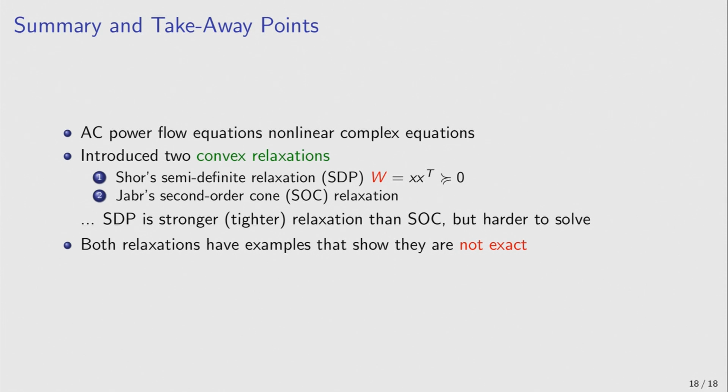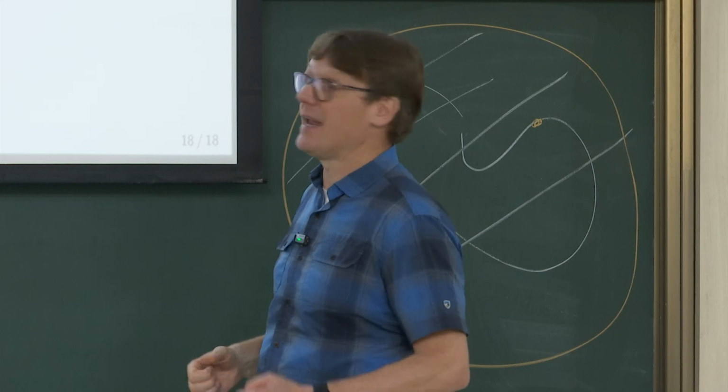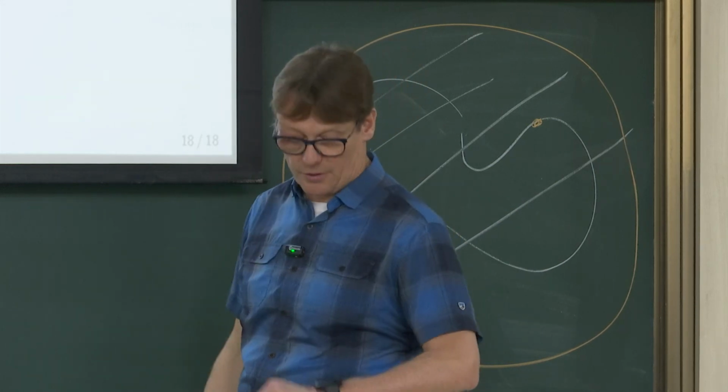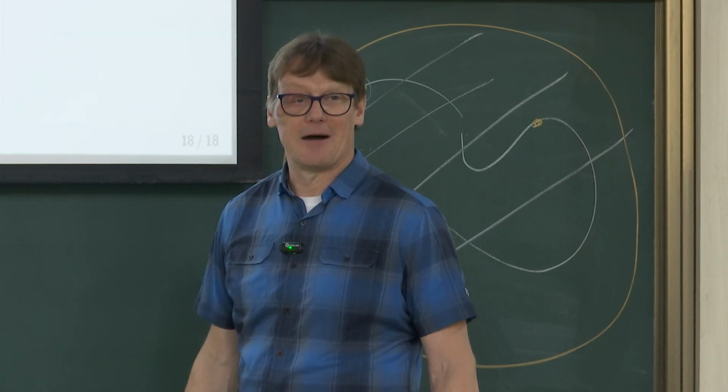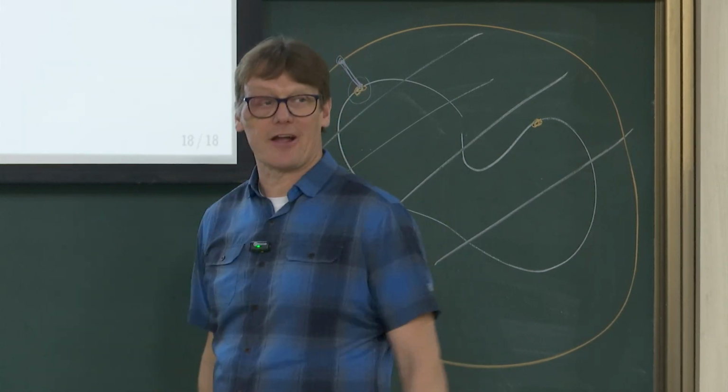And Jabr's second order cone relaxation is a little bit more intricate in how to get it. Both relaxations have examples that show that they're not exact. So this is not the panacea, but they help us at least to develop algorithms and think about these problems in terms of global convergence. And with that, I think I'll stop and see if there are questions.